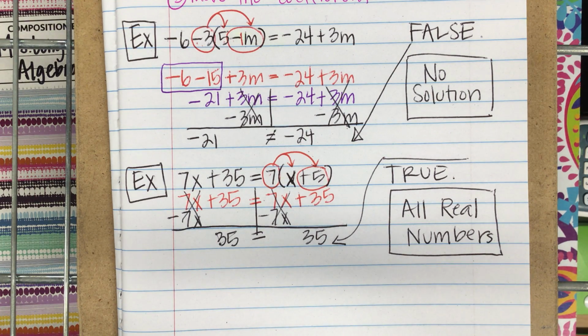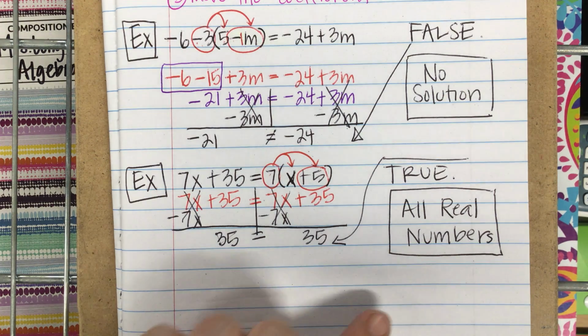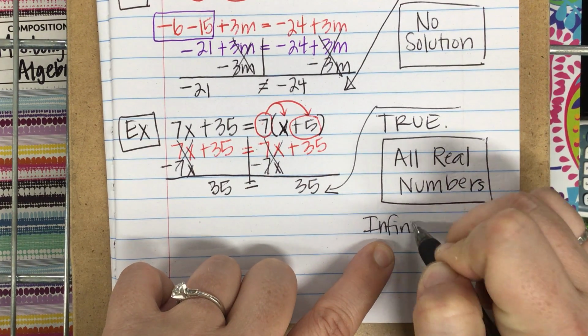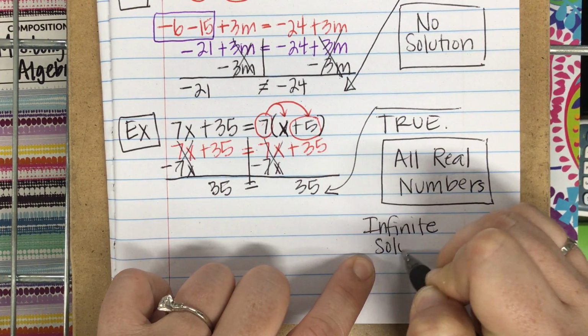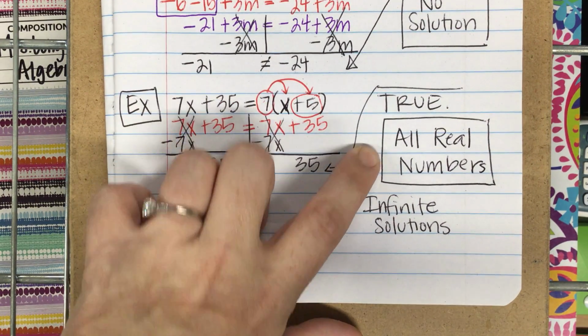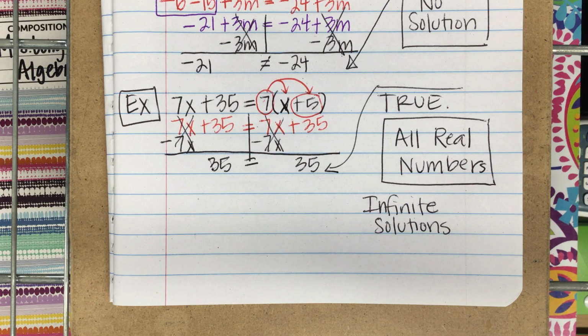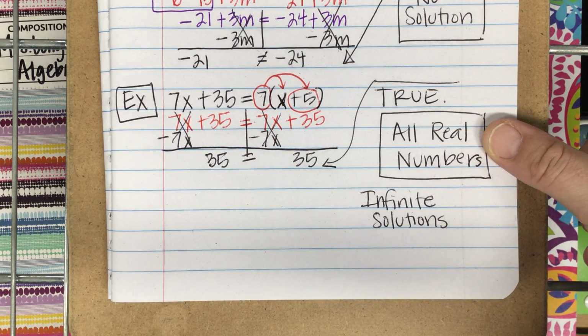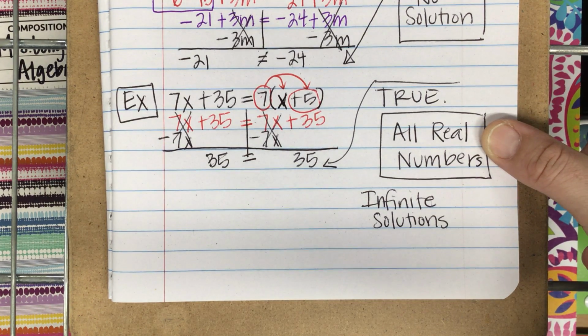So, all real numbers. Some people also say, I switch between it. Sometimes you'll see infinite solutions. Sometimes some websites, some places will say infinite solutions, meaning that there are infinite answers, right? All real numbers is best because there are some numbers that do not work. We just don't know them yet.